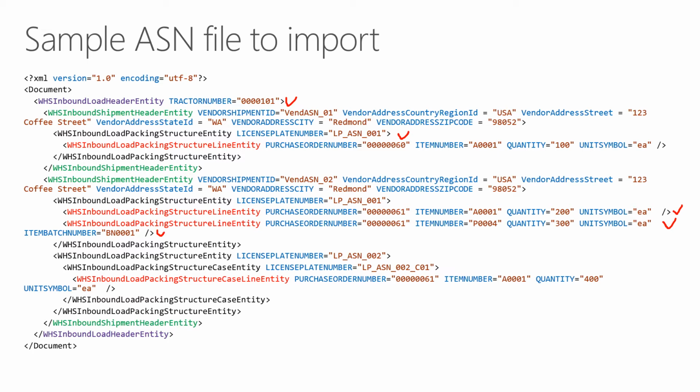The remainder, which did not fit on the first pallet, was put on a second pallet, LPASN002, and for the sake of making the example more extensive, it was put in a case, LPASN002CO1.